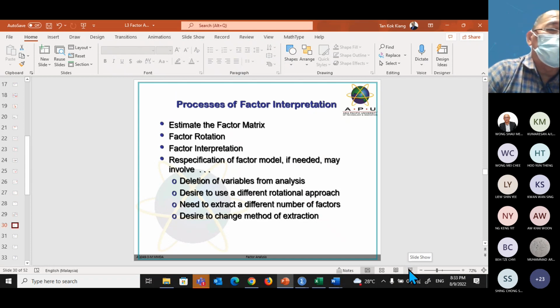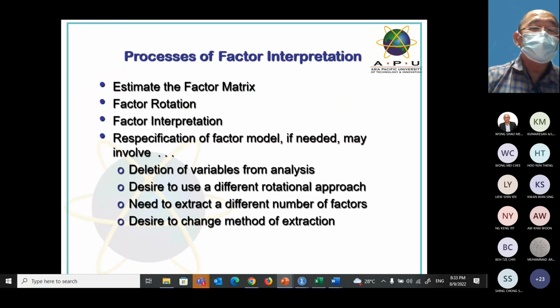So this is the factorial rotation. We have many methods to do the factorial rotation. We have not really discussed them, we just saw the output. We will see more detail later, I think today. So we see also the factor interpretation.